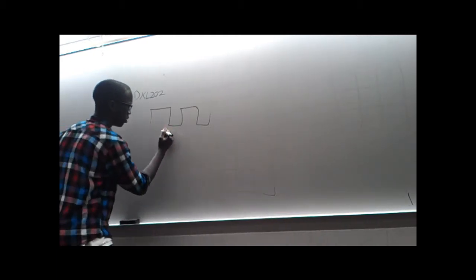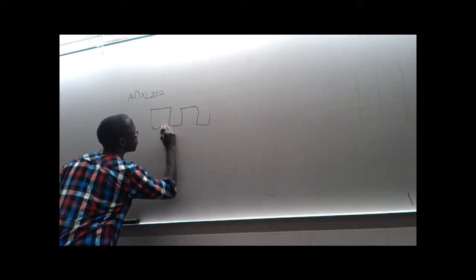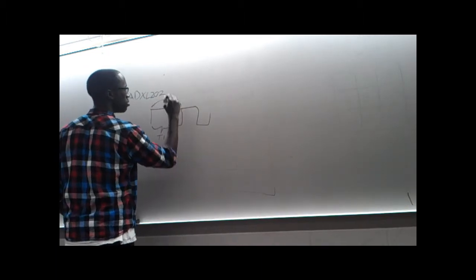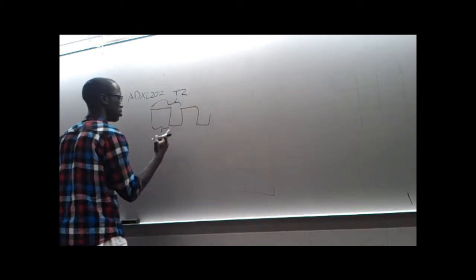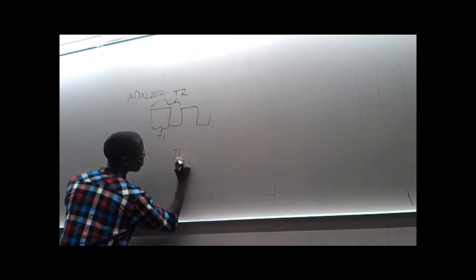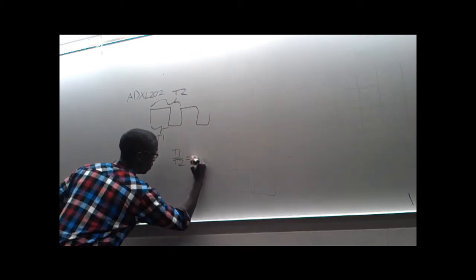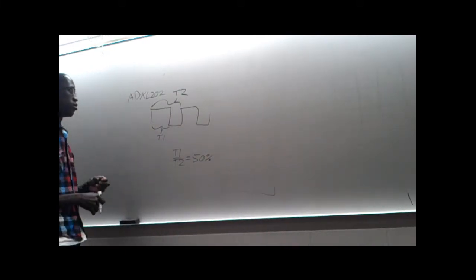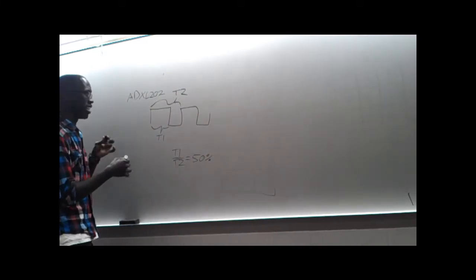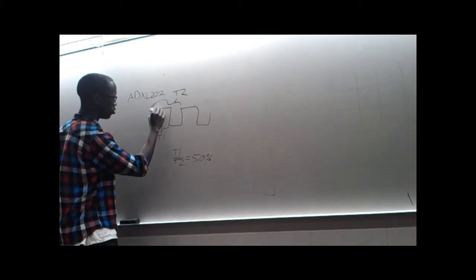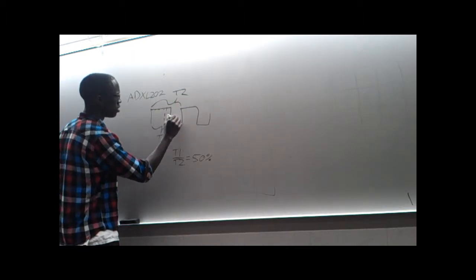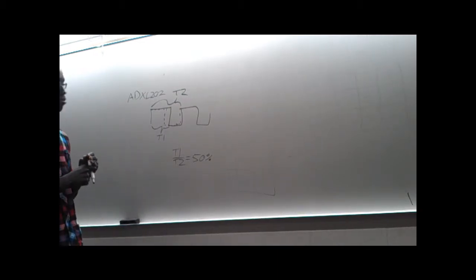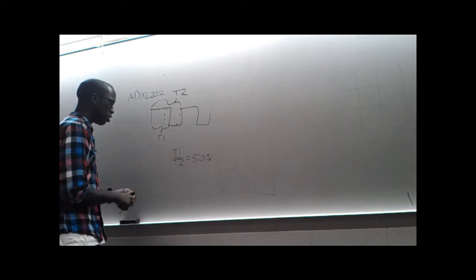So if it was to be flat, the on time, T1, versus the period, T2, would be equal to 50%, giving you that 50% duty cycle. If it was to be slightly tilted, then the signal would have a duty cycle of slightly less than 50%, slightly more than 50%, and what have you.